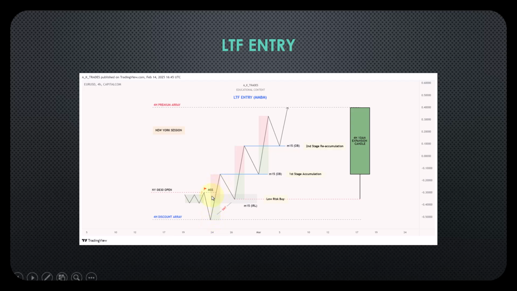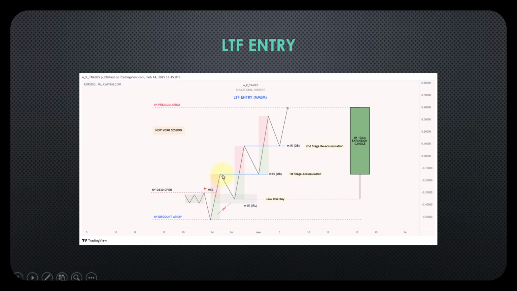Now, when there is that liquidity raid during the New York opening price into our 4 hour discount array, we also look out for market structure shifts on the 15-minute chart or our lower time frame chart to confirm that we are actually reversing off the 4 hour key level. Now, after the market structure shift, we are expecting that when the 4 hour 10 a.m. expansion candle opens, there will be a liquidity raid to the 15-minute chart market maker buy model stages.